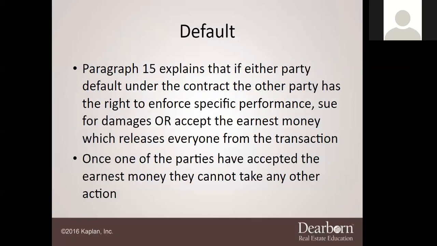Okay. Default. We'll talk about this one, but I want to get this real quick. Default is in paragraph 15, and it explains that if either party defaults under the contract, so it doesn't matter, seller or buyer, the other party has the right to either, here we go, specific performance. Ms. Linda, what's specific performance? It forces them to purchase the house. Yes.